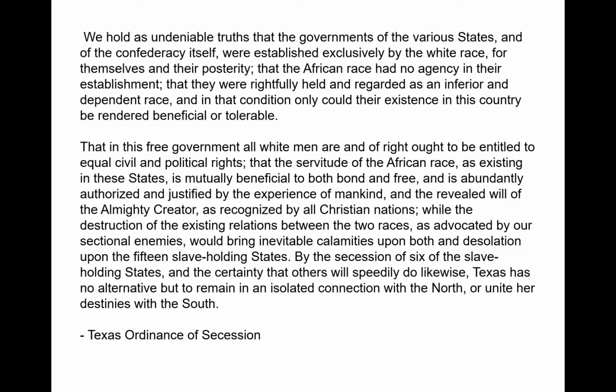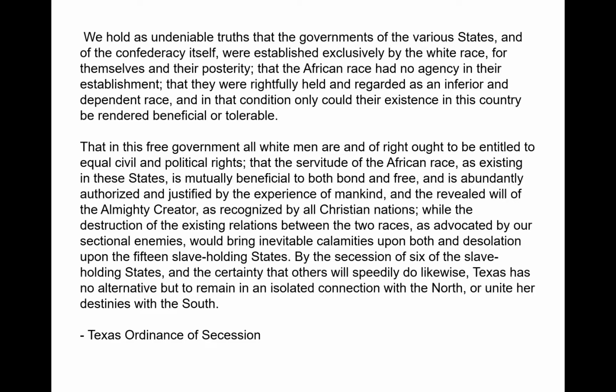That in this free government, all white men are of right entitled to equal civil and political rights. That the servitude of the African race, as existing in these states, is mutually beneficial to both bond and free, and is abundantly authorized and justified by the experience of mankind and the revealed will of the Almighty Creator, as recognized by all Christian nations, while the destruction of the existing relations between the two races, as advocated by our sectional enemies, would bring inevitable calamities upon both and desolation upon the 15 slaveholding states.